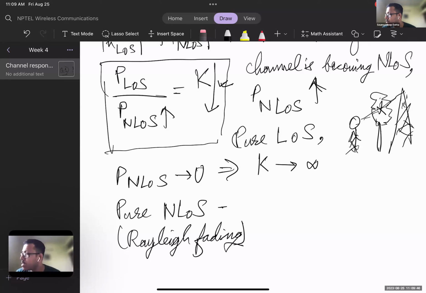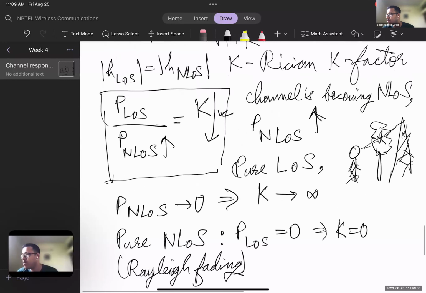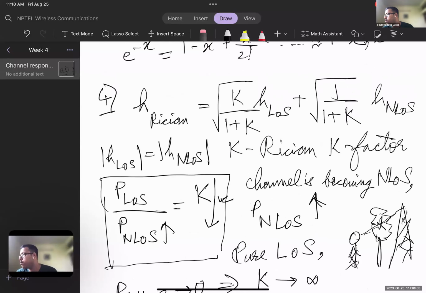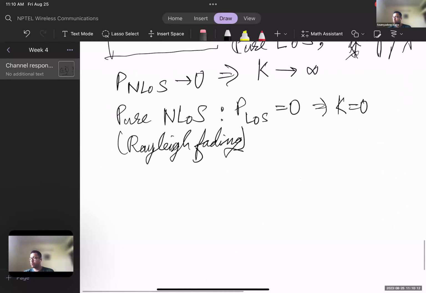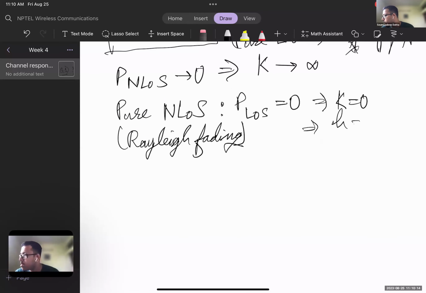So here you will have your line of sight power going to zero. If you put that in the ratio, you'll have Rician factor equal to zero. And if you put K equal to zero over here, you will get h equal to h NLOS, because the line of sight term goes to zero. I can write it down: h equal to h NLOS. So you just have the non-line of sight. This is like a Rayleigh fading channel. There is no line of sight component. It's fully non-line of sight.